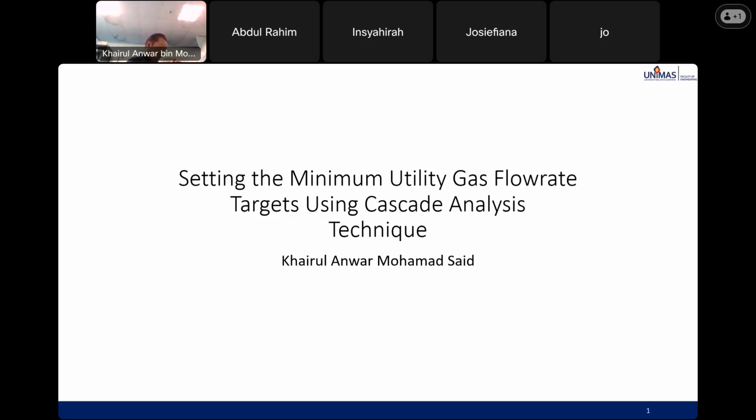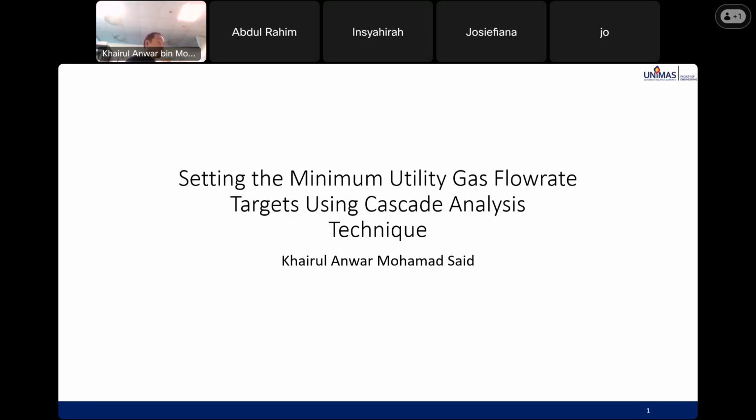So in this slide, the topic today, we explore nitrogen integration, oxygen integration, or hydrogen integration. For oxygen integration, we will also learn about purification and how to impart the gas cascade table.